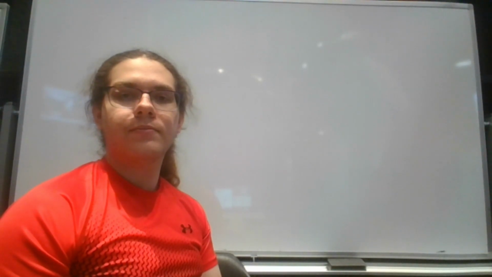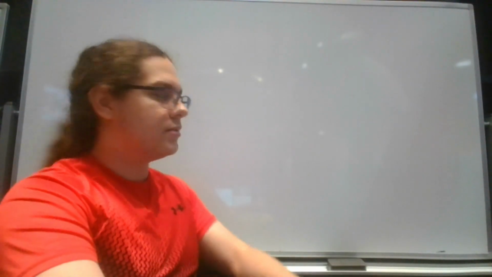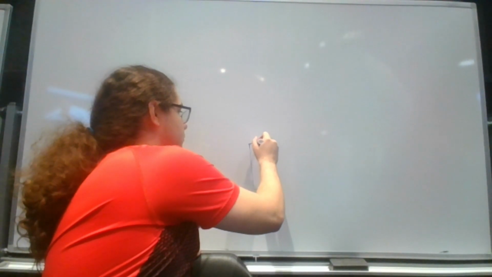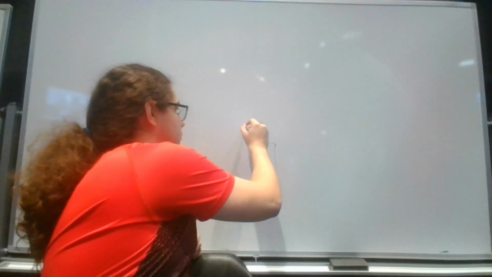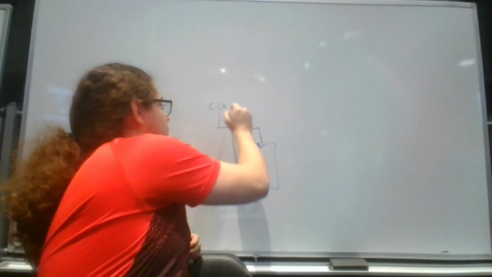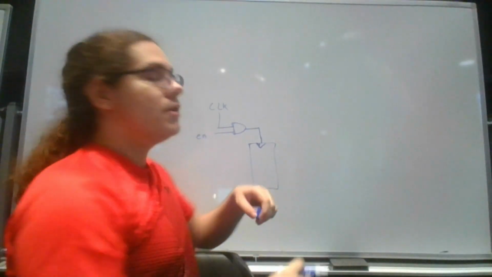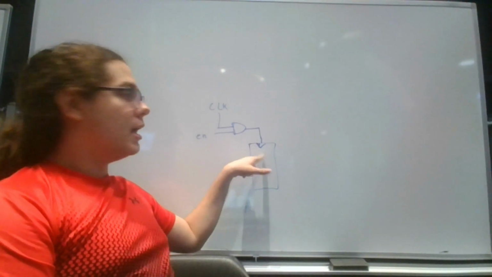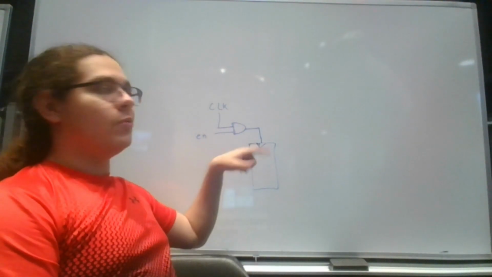Clock gating is useful if you want to save power. If you're sending a clock to a register, that register is actively burning power. So what you can do is connect, let's see if I can draw it. You can connect a clock not directly to a register, but instead through an AND gate with an enable.